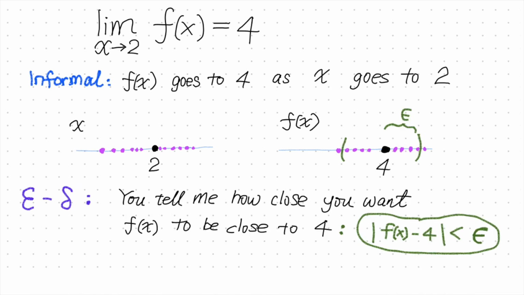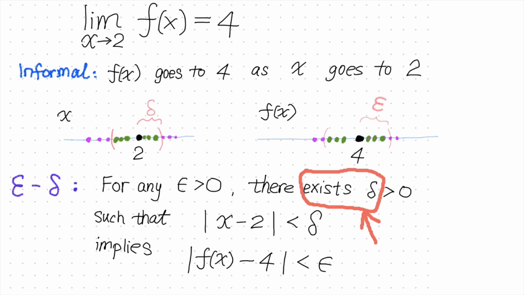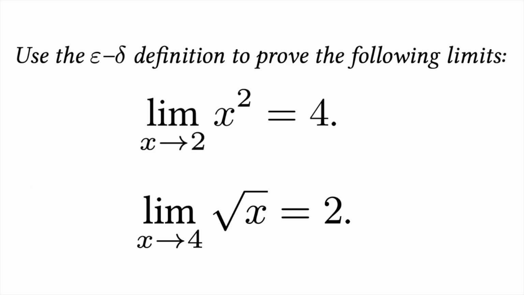behind it. If you want to add some emotion into the epsilon-delta definition, you can say something like, you tell me how close you want f of x to be to 4, and I will ask my x to be this close to 2 to fulfill you. Now that we have this formal, precise epsilon-delta definition of limit, when we want to prove something like the limit of f of x as x goes to 2 is equal to 4, all we need to do is to prove the existence of delta.